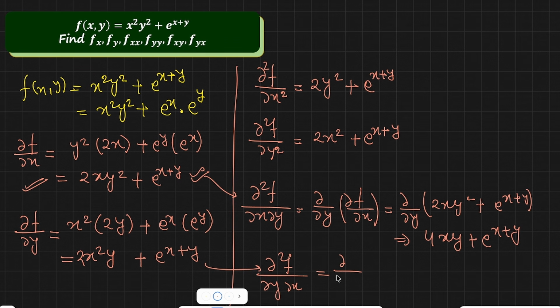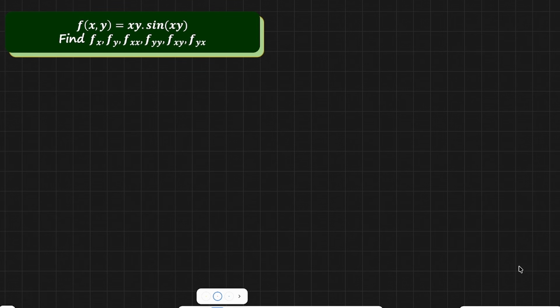When you solve this the other way, you will also get the same result, yx. So the partial derivative with respect to x of the partial derivative with respect to y is also 4xy plus e to the power y plus x. In such a way, you can find the partial derivative. Okay, now come to the next question.